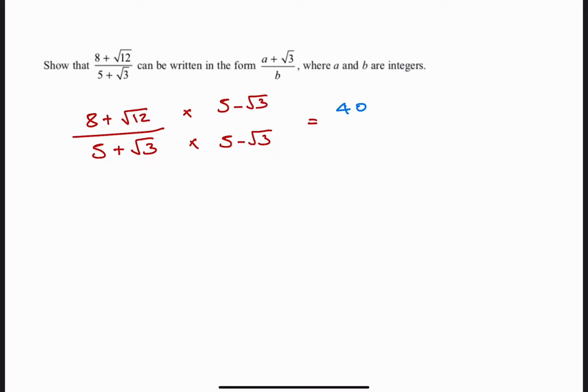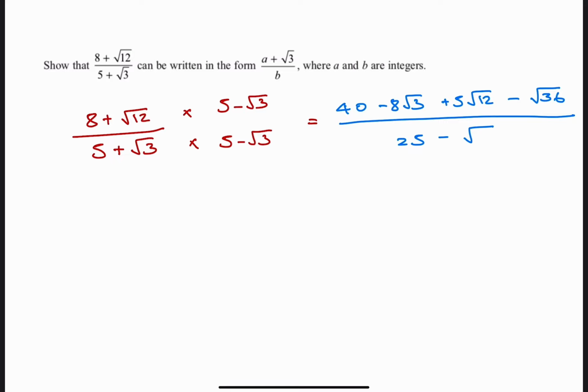Then 8 times minus root 3 is minus 8 root 3. Plus root 12 times 5 is 5 root 12. Negative root 12 times root 3 is minus root 12 times 3, which is root 36. Divided by, you square that number, always take away. So if I square that number, 5 squared is 25. Always take away, square the root 3 will give you root 9. I can sort out the square numbers, so root 9 is just a 3. The root 36 is just a 6.